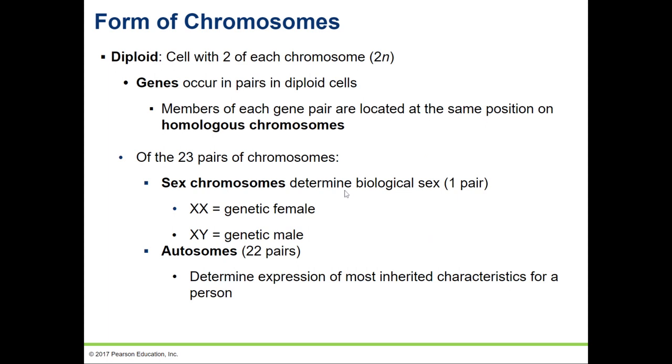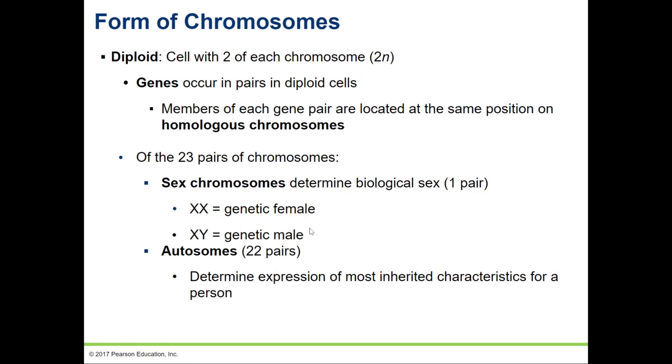So when we look at those genes, we see that they are on homologous chromosomes and they're at the same position. So in addition to our autosomes, we have 22 pairs of chromosomes that define most of our inherited traits. But we also have a specific set known as our sex chromosomes, and this is going to determine our biological sex. If you get 2 X sex chromosomes, you are genetically female. If you get an X and a Y, you're genetically male.